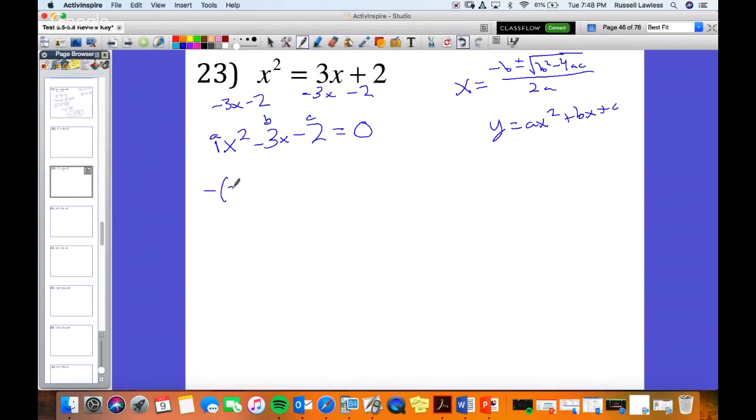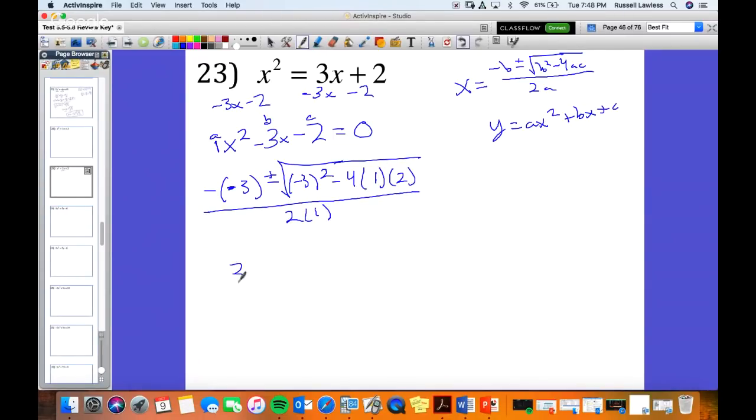So that's going to give you the negative of negative 3 plus or minus the square root of b squared minus 4ac all over 2a. So this will be 3 plus or minus the square root of 9 minus 8 over 2, which is 3 plus or minus 1 over 2. Now, this is not done. Once you're set here with the whole number, what we need to do is, oh, timeout, pause. See an error, see an error.